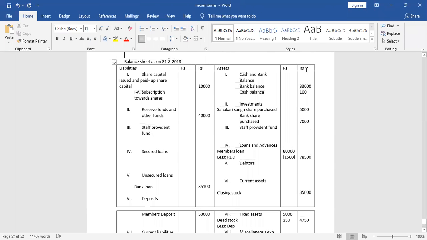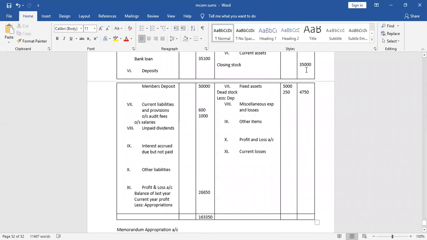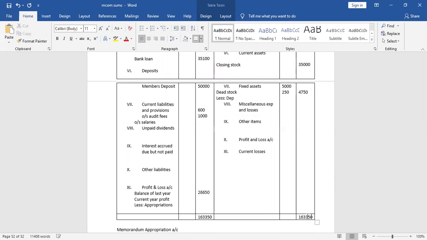Let me do the totaling. 33,000 plus 100 plus 5,000 plus 7,000 plus 78,500 plus 35,000 plus 4,750, which is coming to 1,63,350. With this sum is done.